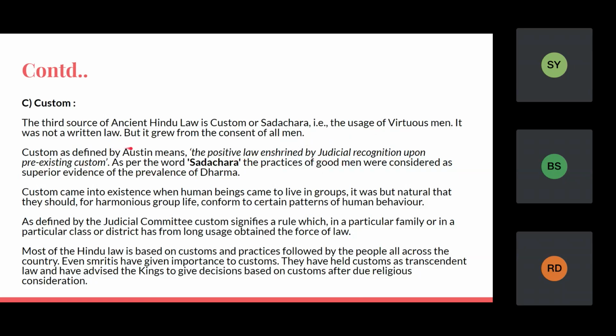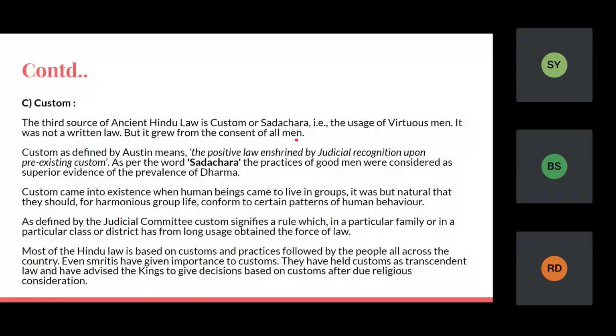It was not a written law. We follow some customs, but mostly it is not written at all. It is just passed on from age to age. Our grandfathers did, our great grandfathers did. All our ancestors followed these customs, which are never written in nature. We have been told to follow such and such custom, and we are just following it. So we can say that it is not a written law, but it grew from the consent of all men.